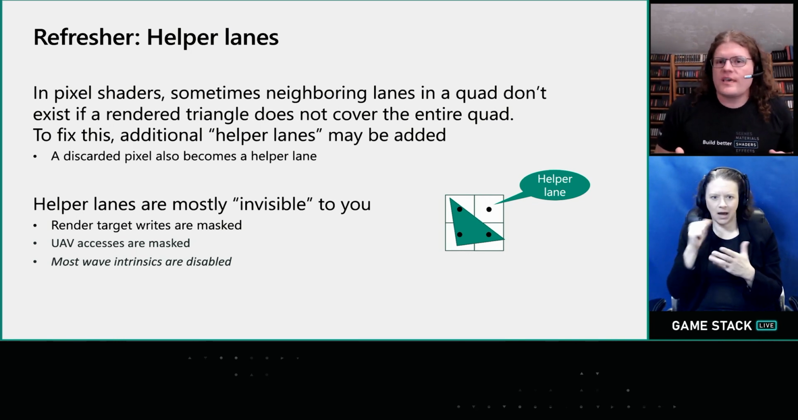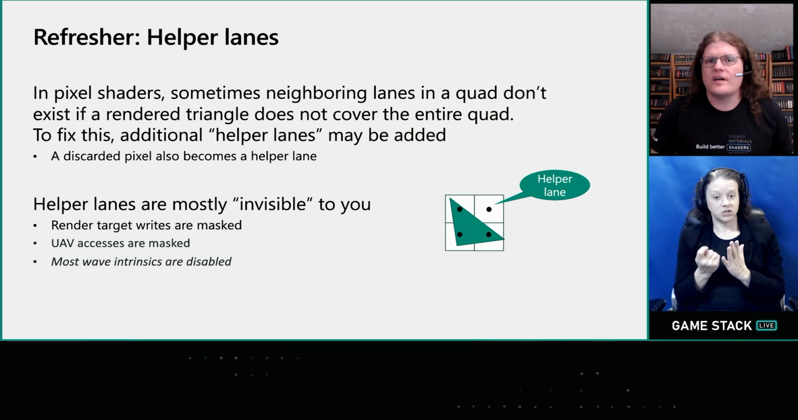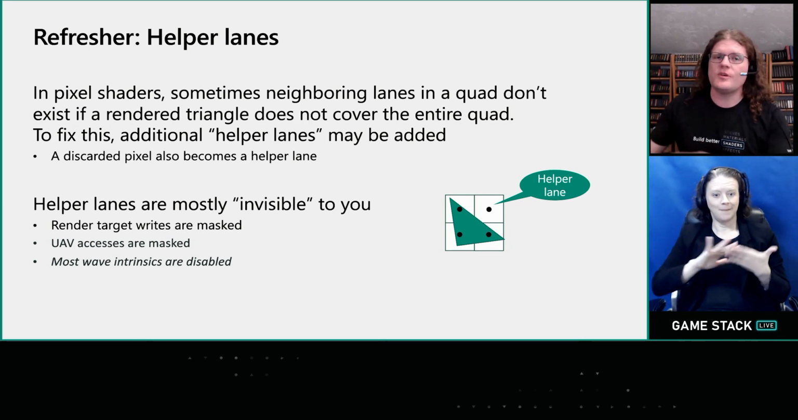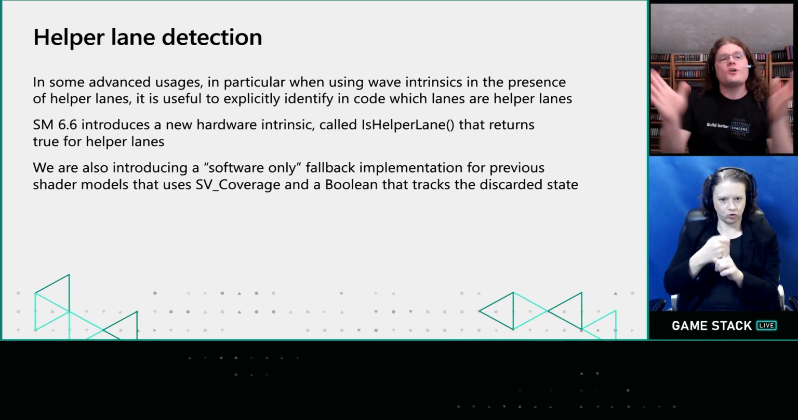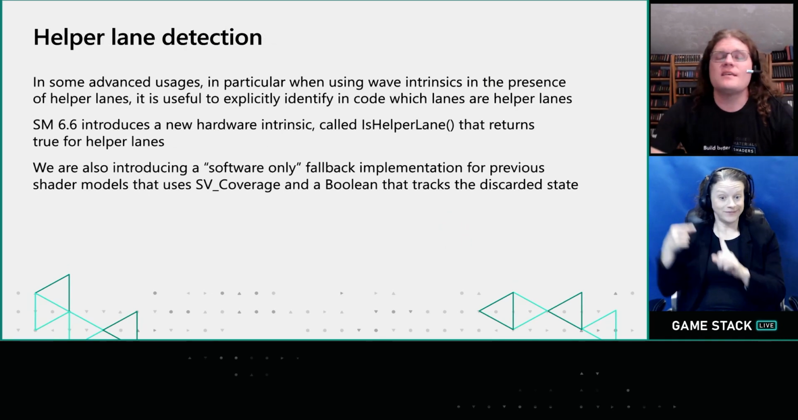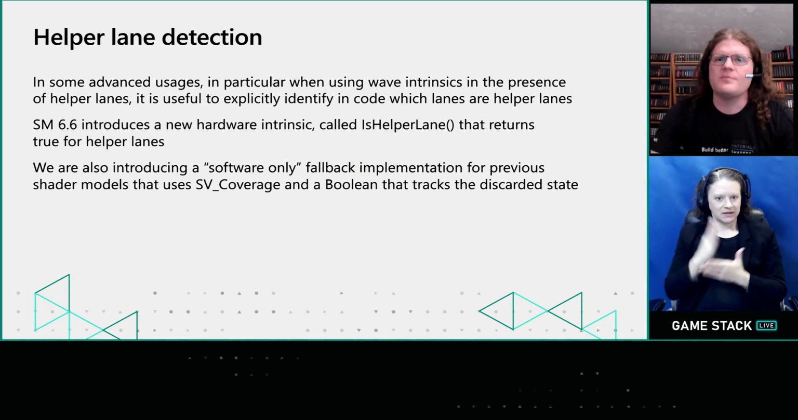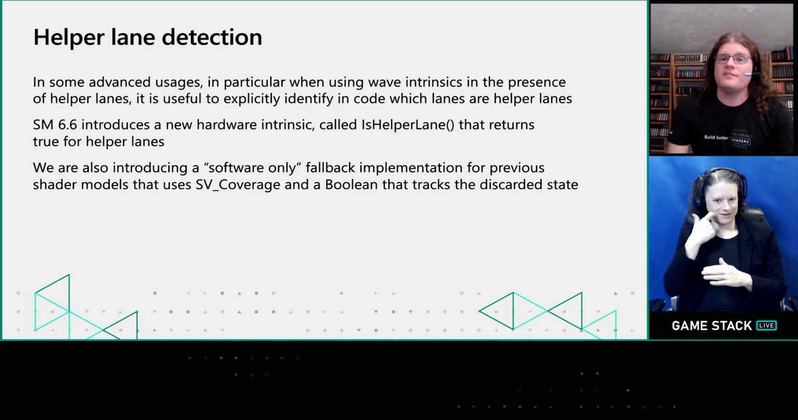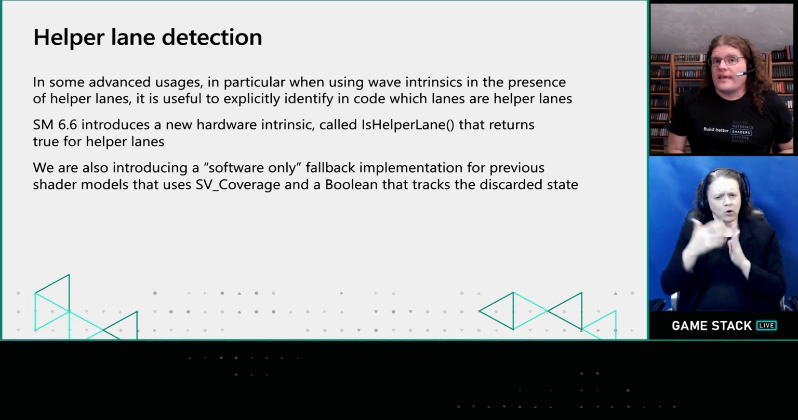An additional way that you can get this is if you decide to discard one member of a quad, then again, it converts into a helper lane because it still might have to contribute to these derivative calculations. Okay, so what we're building to is helper lane detection, because some advanced usages of the wave operations that have fairly recently been added and have been used to great effect will require knowing when something is a helper lane or not.